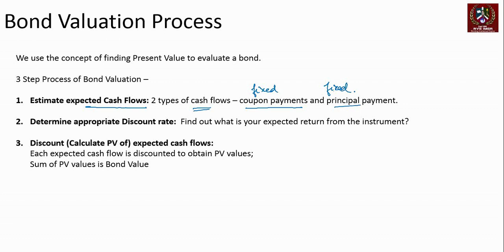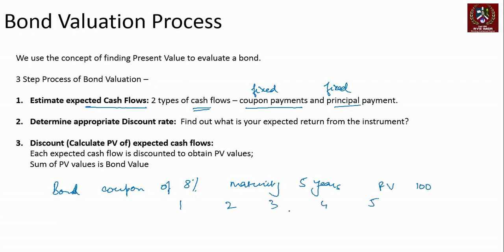When they are fixed, the cash flows are kind of defined. Once we say there is a bond with a coupon of 8%, maturity of 5 years, and face value of 100, the cash flows are fairly fixed. 1, 2, 3, 4, 5. We know it's going to give 8, 8, 8, 8, 8, and 100 in the fifth year. That's the set of cash flows. These are fixed.